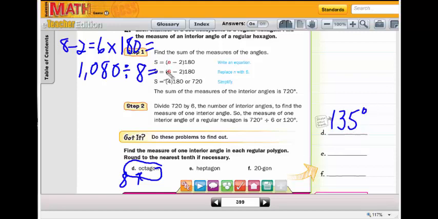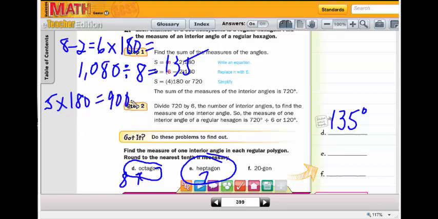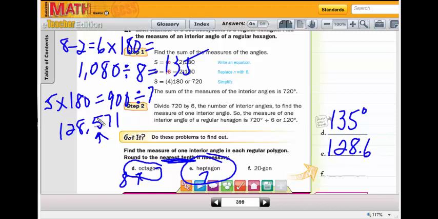So we have 135 degrees. Our next problem, a heptagon, is 7-sided, so we're going to multiply 5 times 180 equals 900, and then 900 divided by the number of sides, which is 7, and we get 128.571, and that of course rounds to, they asked us to do it to the nearest tenth if necessary, 128.6, because the 7 rounds the 5 up to 6. And of course, don't forget degrees.